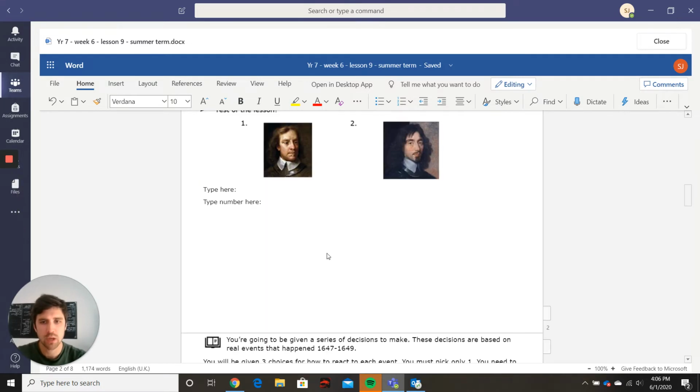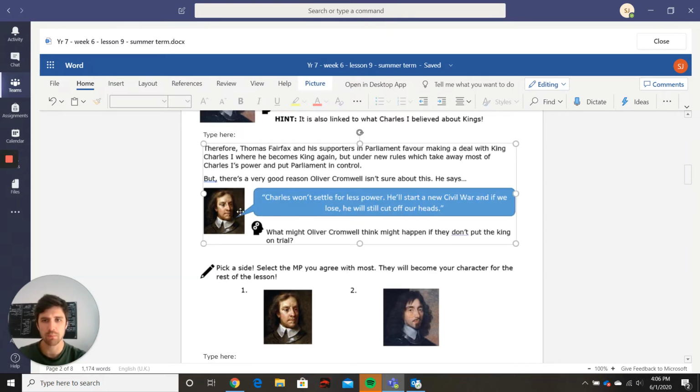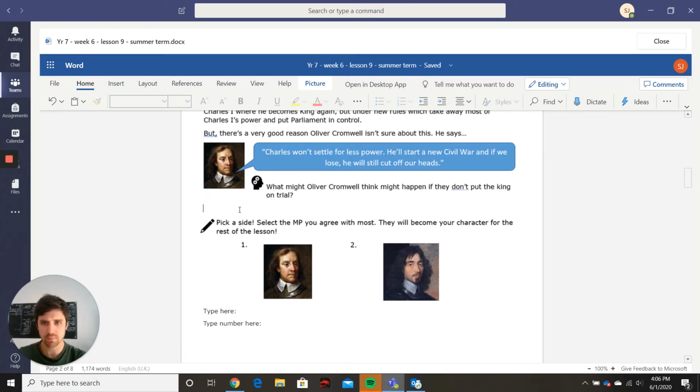What happens? Well, in order to do that, I'm going to need you to pick an MP. Pick a side that you agree with most. Oliver Cromwell on the left, Sir Thomas Fairfax on the right. And you're going to become that character for most of the rest of this lesson. So pick wisely.